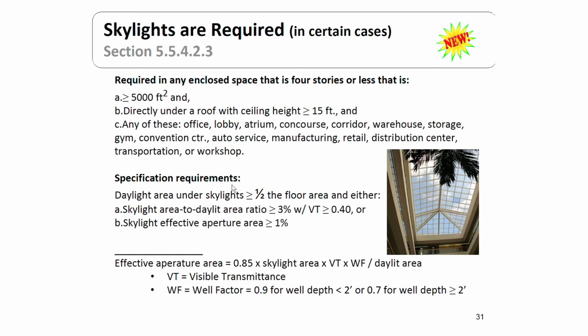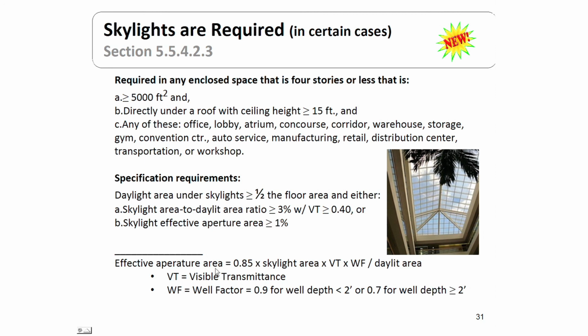The specific requirements of this are that the daylight area under the skylights has to be equal to or greater than half of the floor area, and either the skylight area to the daylit area ratio is greater than 3% when the glazing visible transmittance is greater than 0.4, or the skylight effective aperture area is greater than 1%.